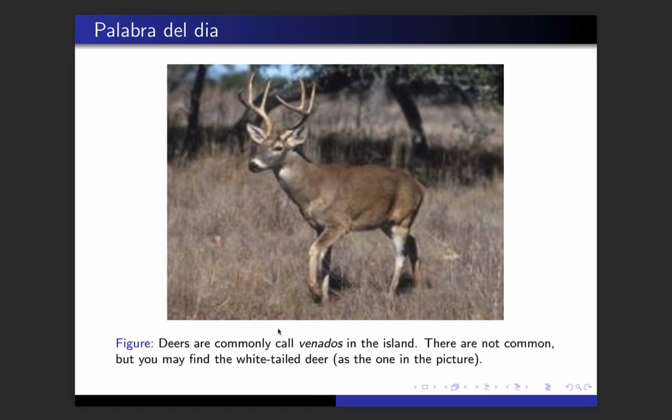Last but not least, I wanted to tell you about deer in Cuba. We call these venados more often. We also call them ciervos, but venados is the common term that we use in Cuba. They are not very common, but you may find the white-tailed deer if you really want to search for animals in Cuba.